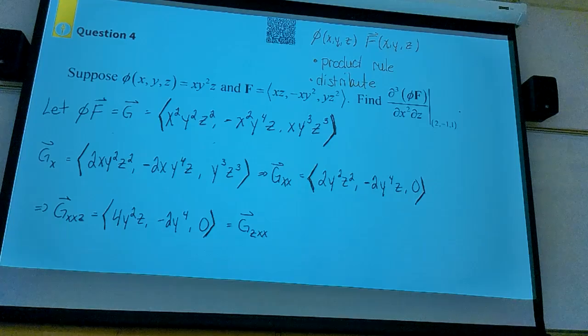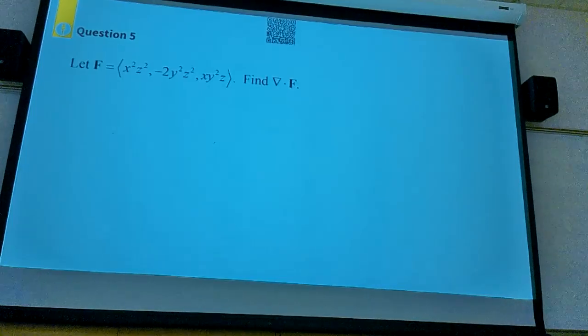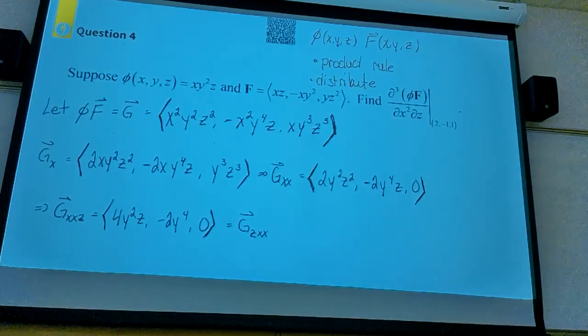Now we enter my two favorite operations. First one, divergence. Oh wait, yeah, that's right, we had to evaluate, didn't we? Oops. Is that what, 2 minus 1, 1? Oh, that's nice, there's no x's. 4, negative 2, 0, right?